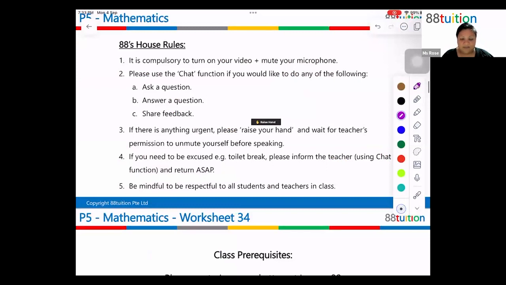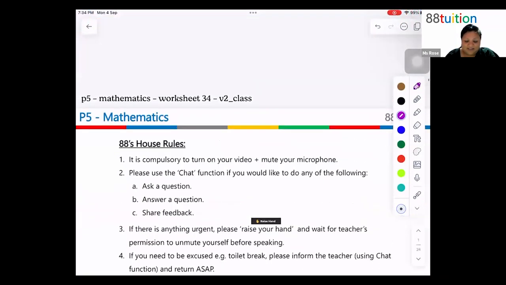Okay. My screen is stuck. I'm not sure why. I can't move my screen.